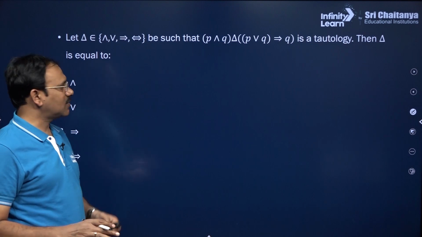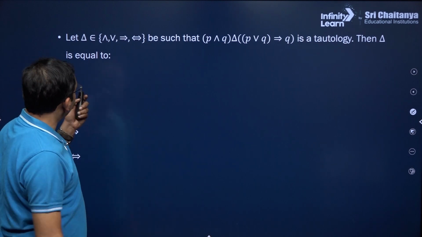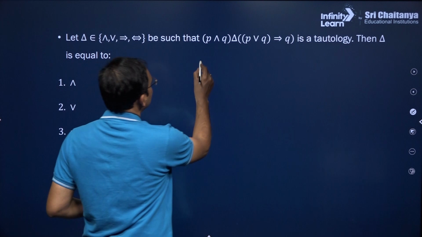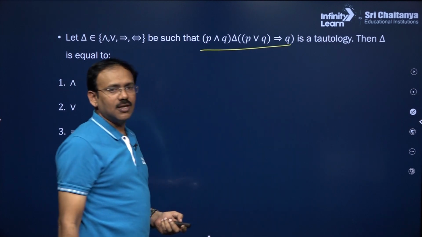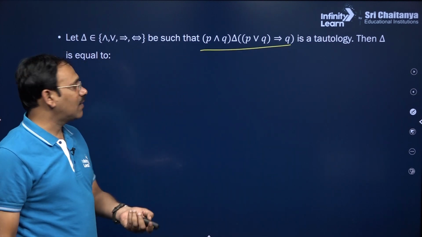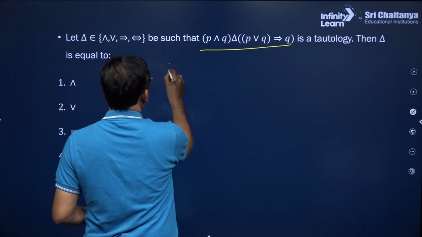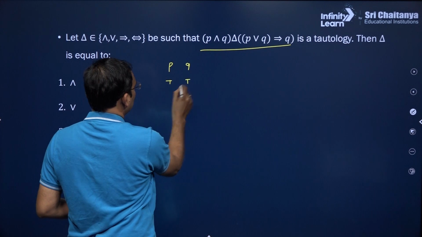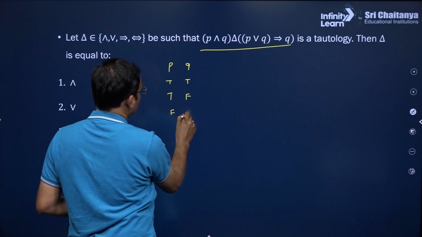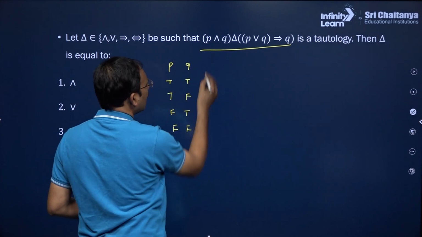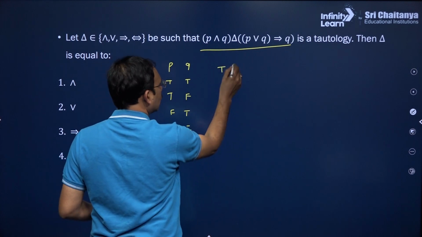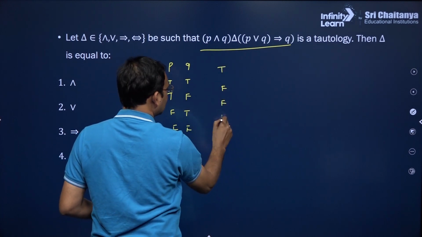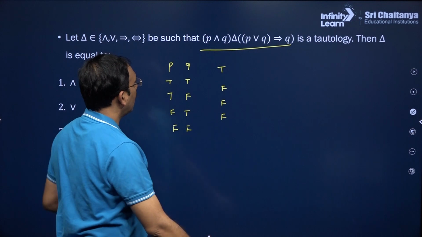So, please focus on this topic, mathematical reasoning. For which of the following symbols does this become a tautology? A tautology is a compound statement which is always true, my dear friends. P, Q, there are no negations, so four cases: true, true; true, false; false, true; false, false. P and Q we know: true, false, false, false.